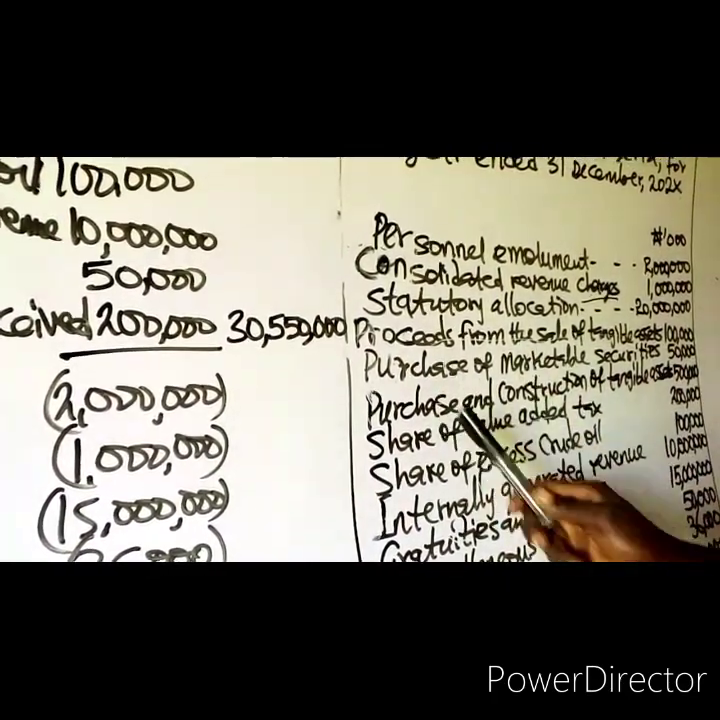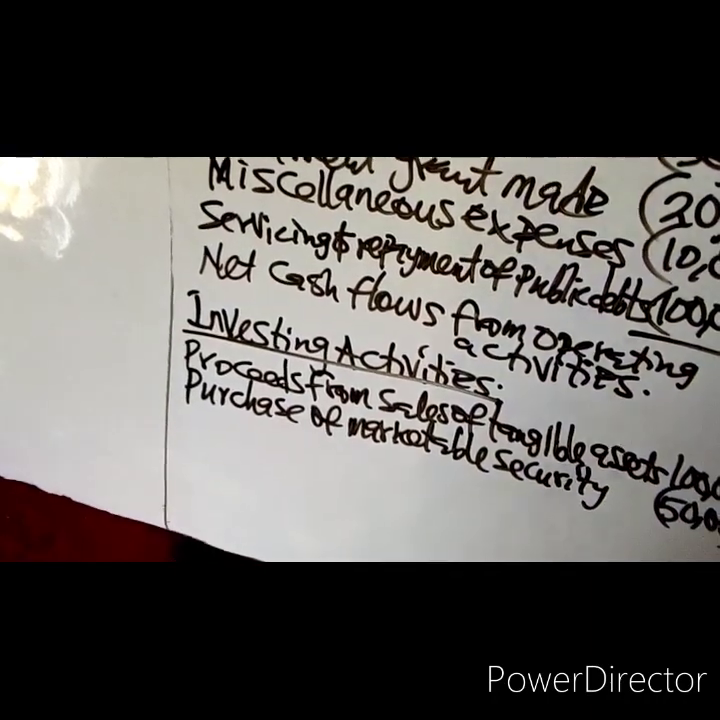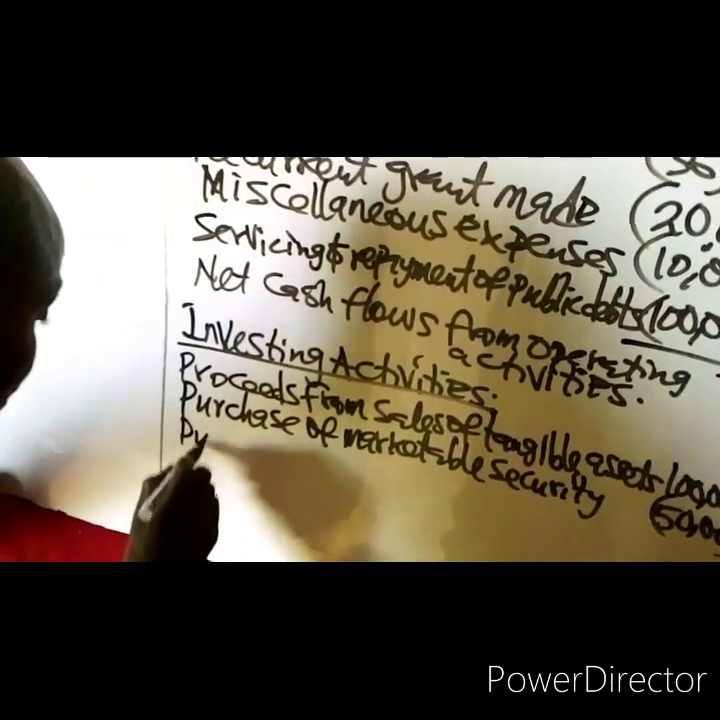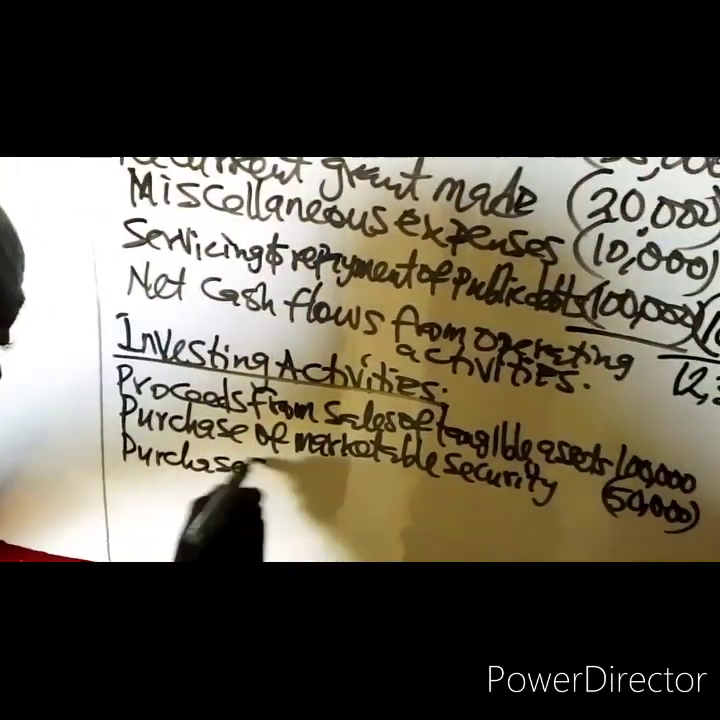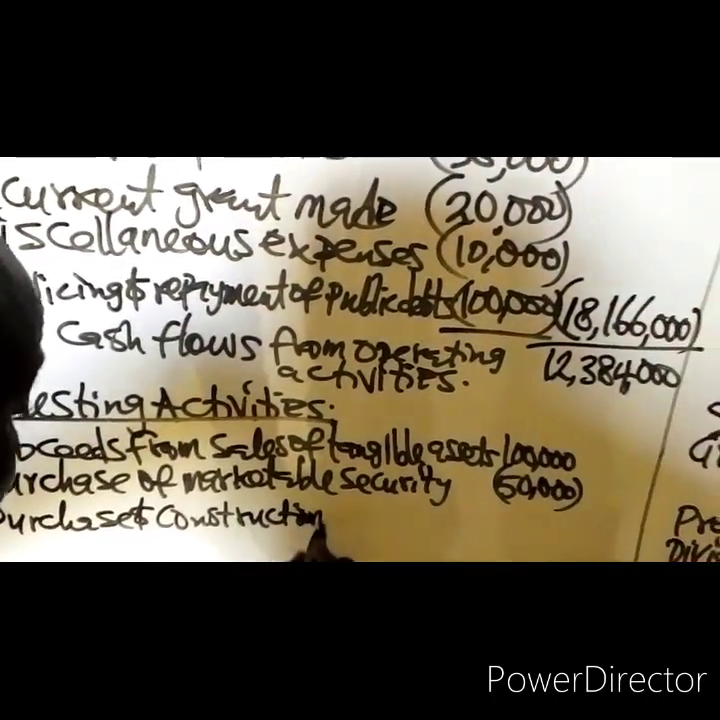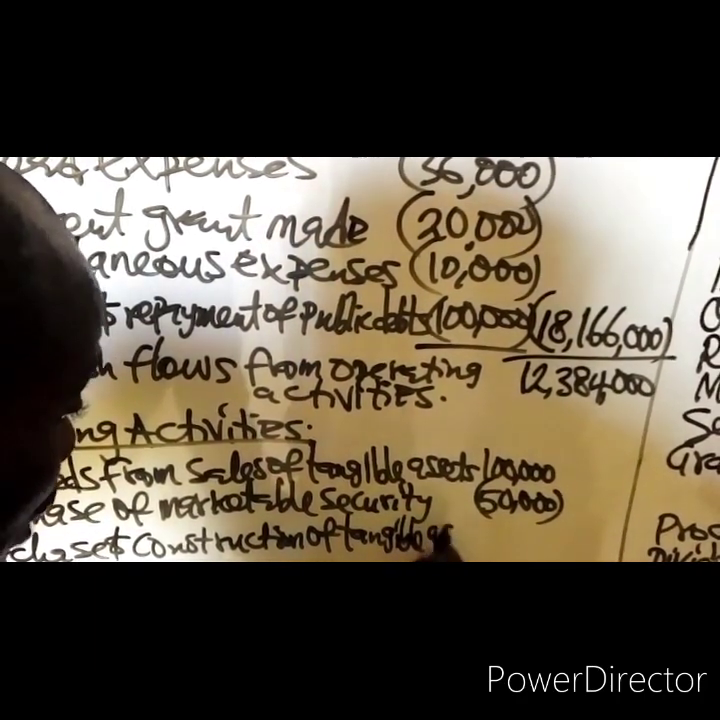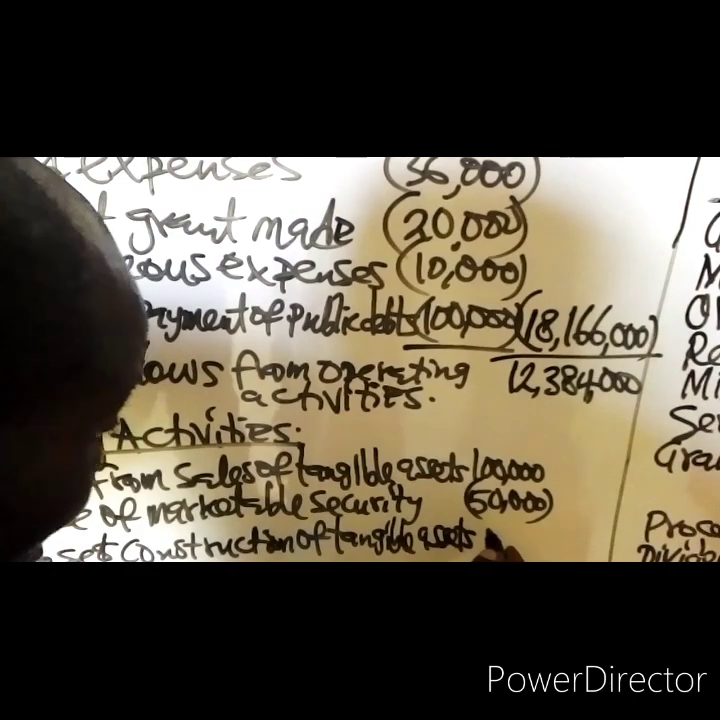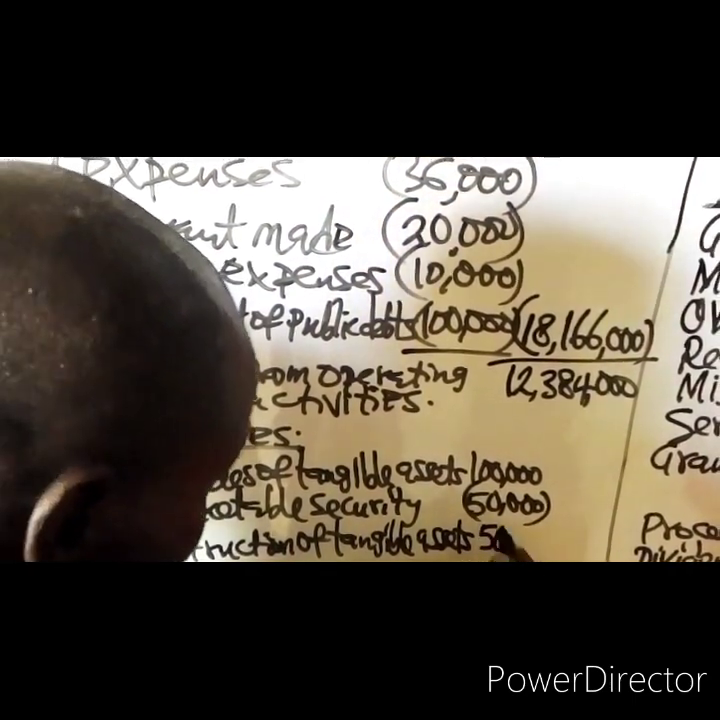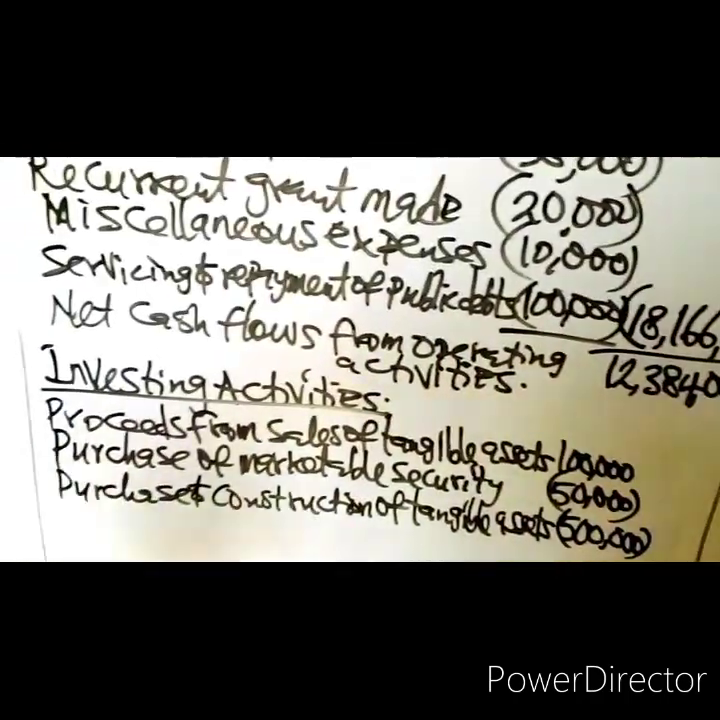Then the next one is purchase and construction of tangible assets, which is 500,000. Money will be expended on that. It's a capital expenditure, 500,000. That is an outflow as well.